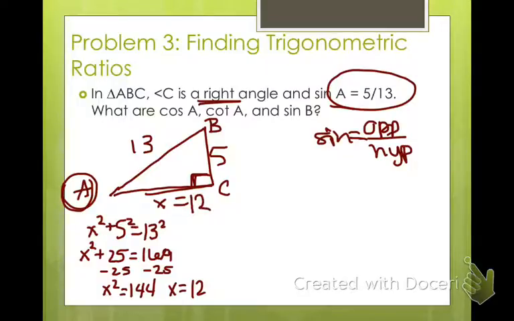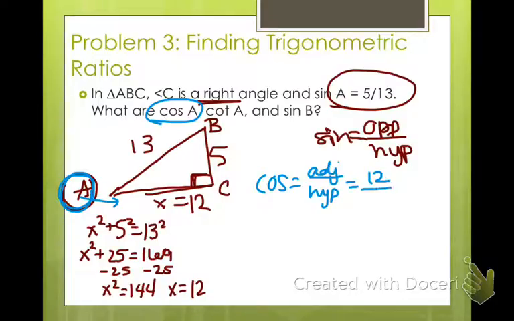So they want us to find these corresponding values using the vantage point of the angle. So cosine A. Cosine is adjacent over hypotenuse. So from angle A as our vantage point, the side that's next to it is 12, over the hypotenuse 13.